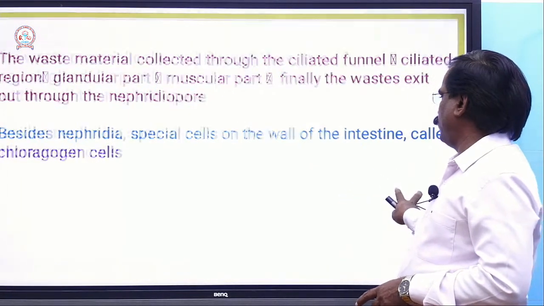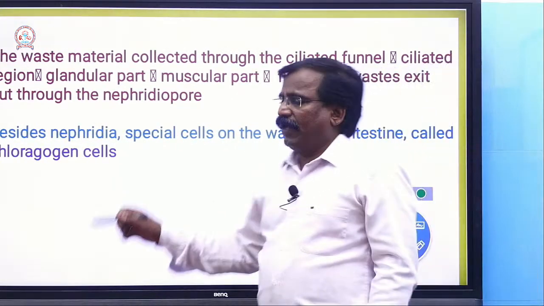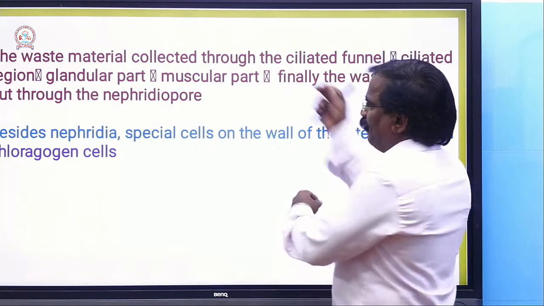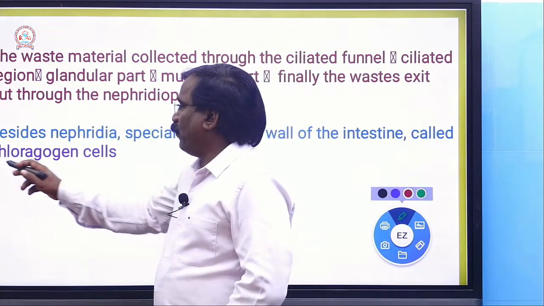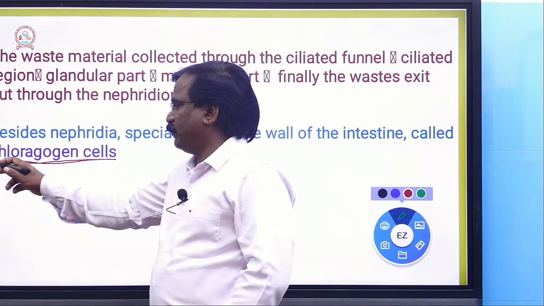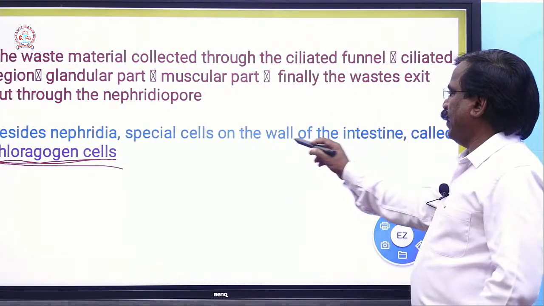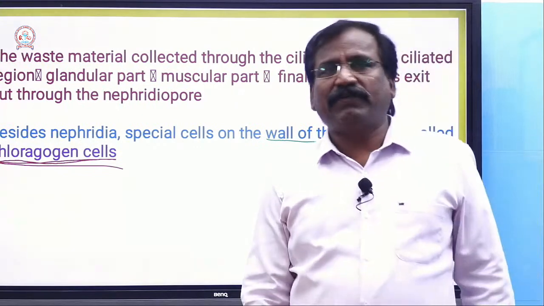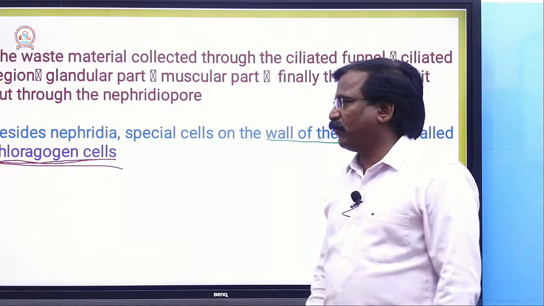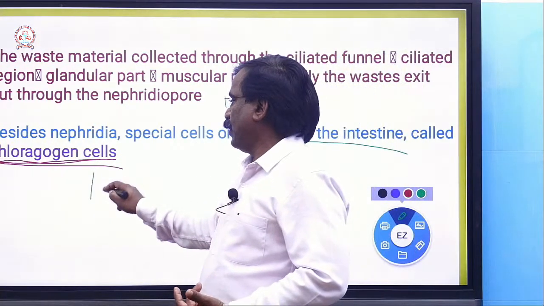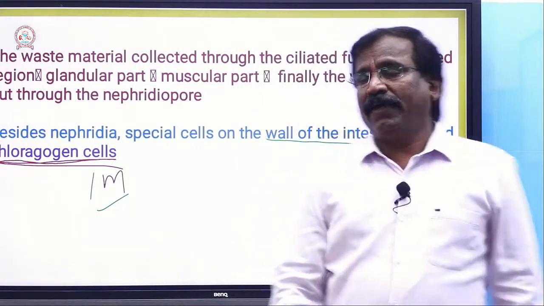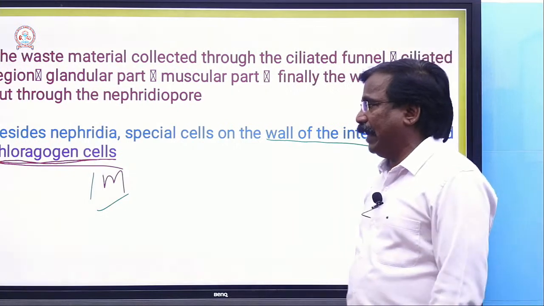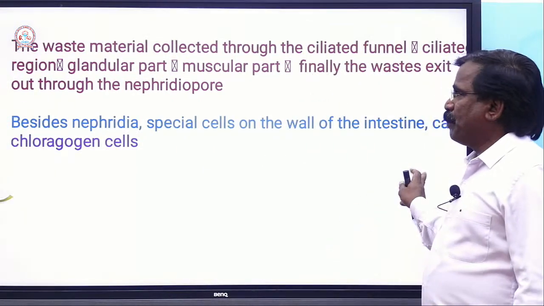And chlorogen cells. Do you know what chlorogen cells are? Apart from the nephridia, some specialized cells are there, called chlorogen cells, which are found in the walls of the intestine. Very important, a 1 mark question, MCQ. What are chlorogen cells? Besides the nephridium, certain specialized cells perform excretion. Chlorogen. Okay, that's all.